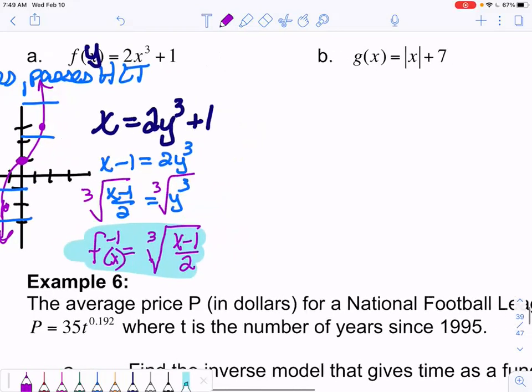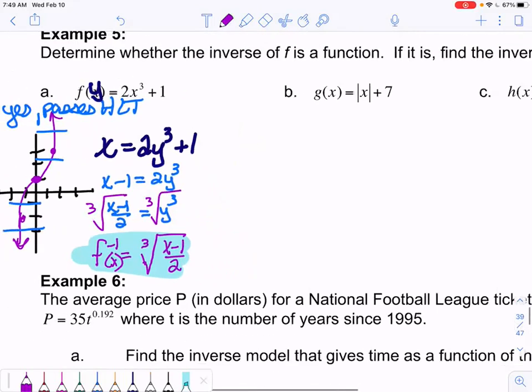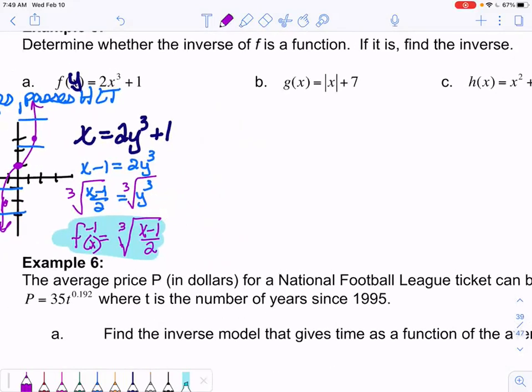So let's look at letter B. We have the absolute value of x plus 7. Does anybody remember the shape of an absolute value graph? Anybody at home, you can call it out. It's a V. Yeah, it's a V. Yes, it's a V. So this V is moving up 7. Remember, that's what that plus 7 does to the graph. It takes the whole graph and moves it up 7.